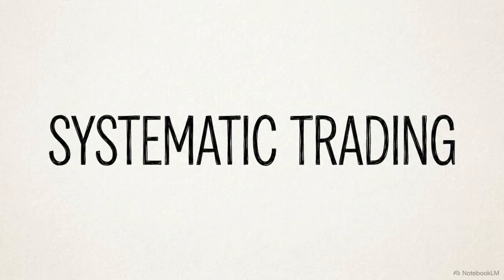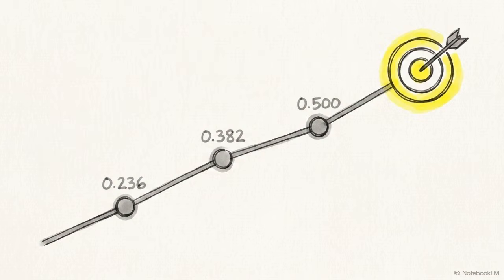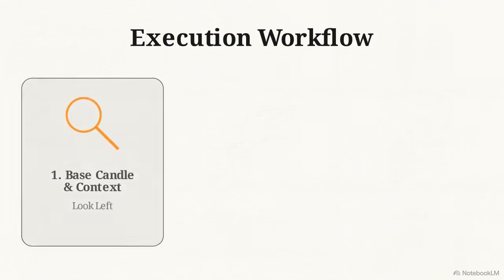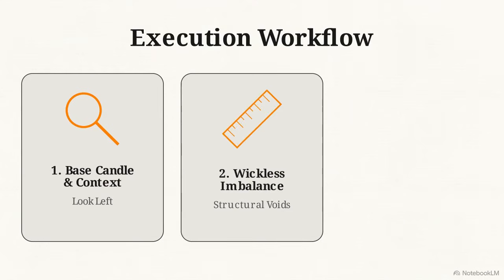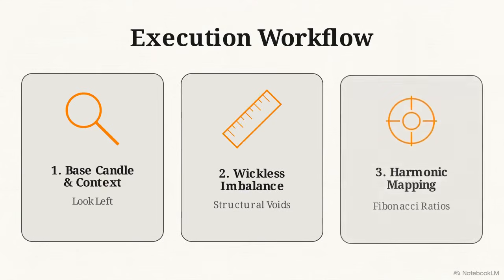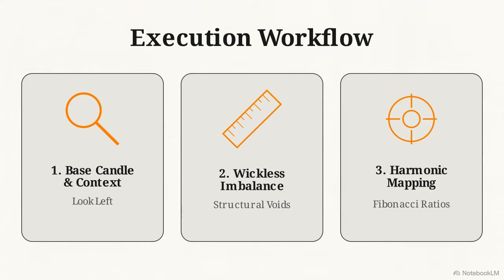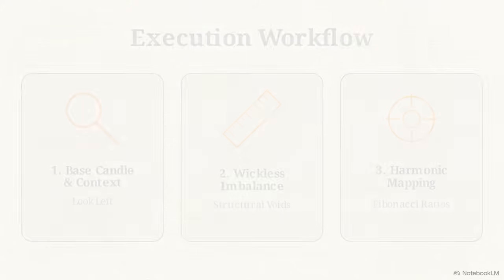Actionable harmonics are based on a numerical sequence. By applying these progressions, you can identify precise reversal turning points without memorizing complex geometry. This execution workflow has three parts. First, find the base candle and its historical context. Second, spot the wickless imbalance. Third, map the harmonic target using the Fibonacci sequence.